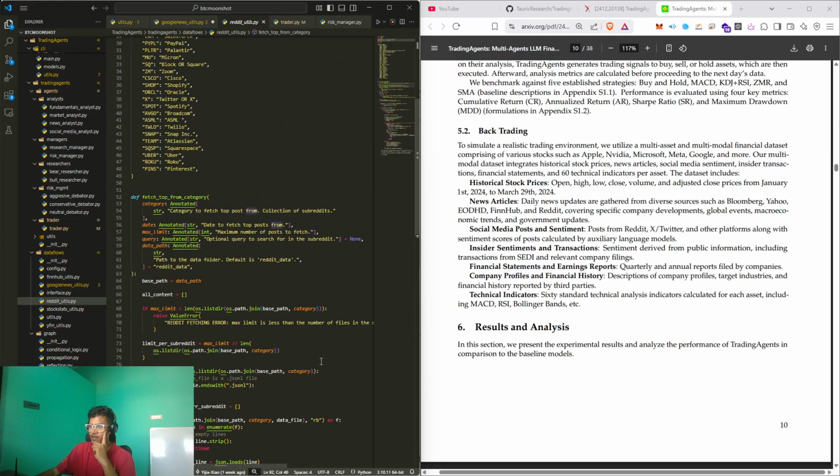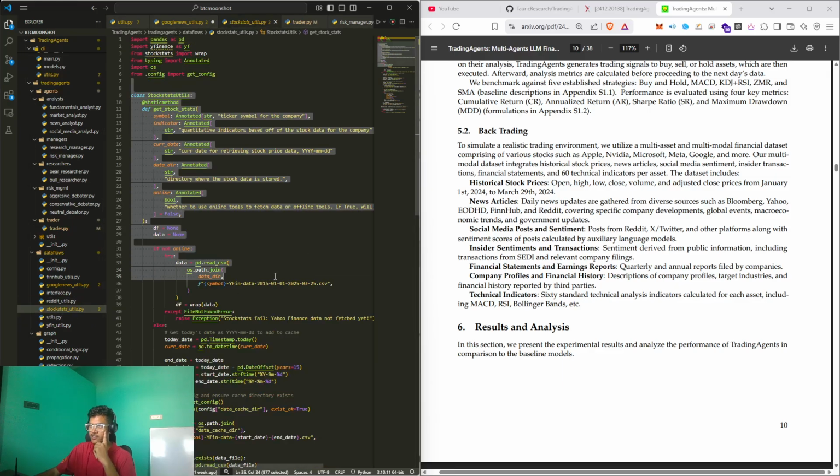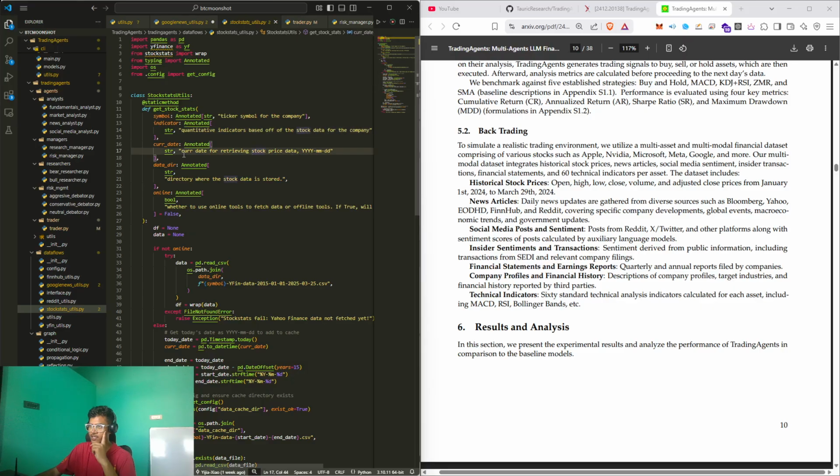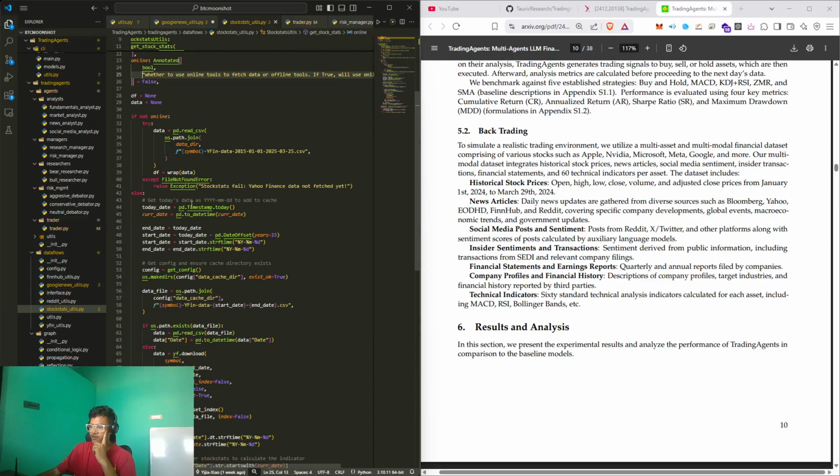Fetch top posts from the company. Category to fetch top posts from a collection of subreddits. Okay. Cool. Stock stats utils. Very simple. For the company, quantitative indicators based on the stock data. Current date for retrieving stock price data. Directory where the stock data is stored. Whether to use online tools to fetch data or offline tools. True will use online tools, right?